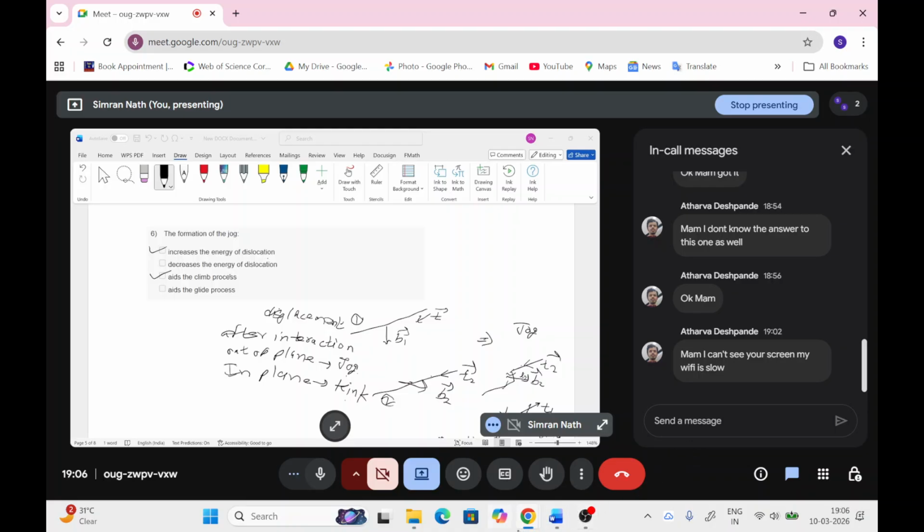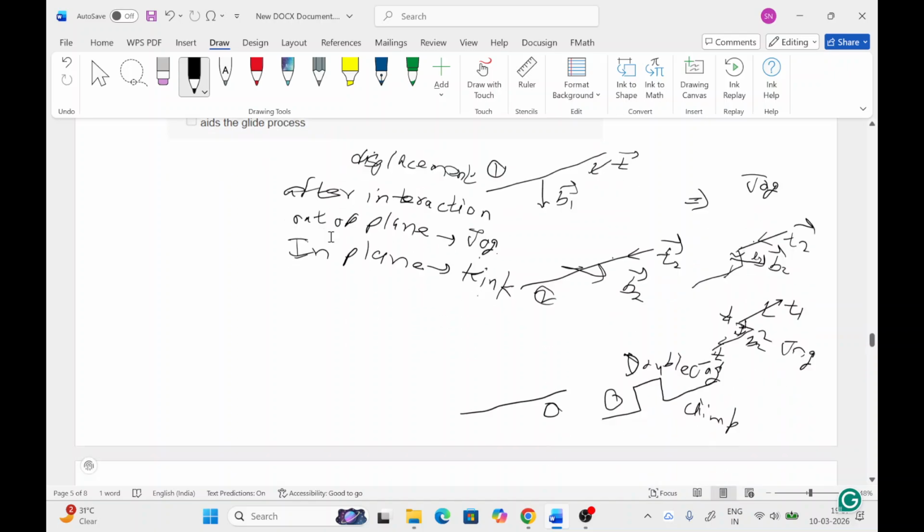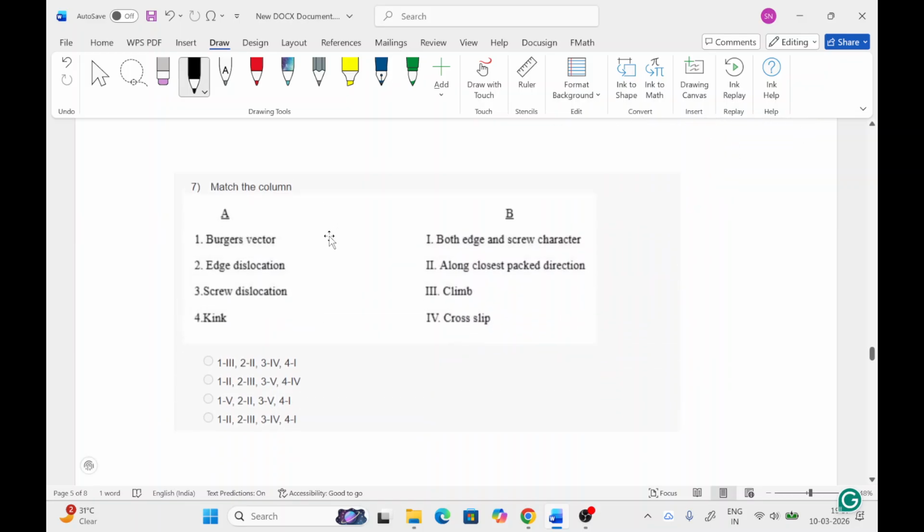Okay, then I will continue. So the formation of jog increases the energy of dislocation and adds the climb process. Going to the next question.